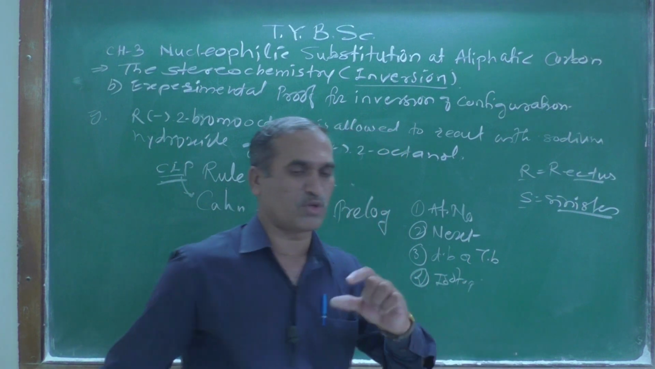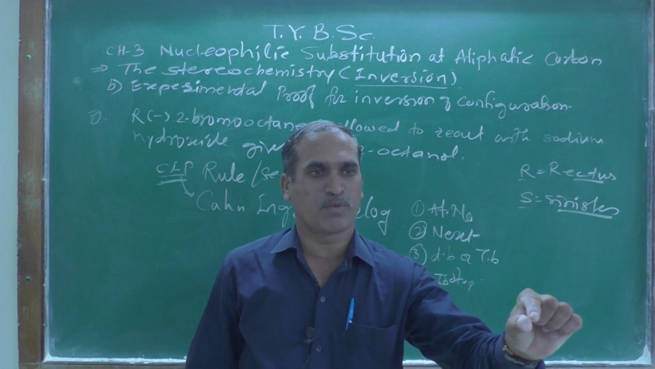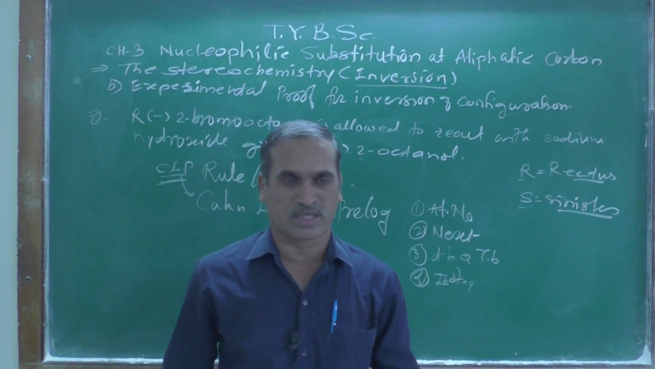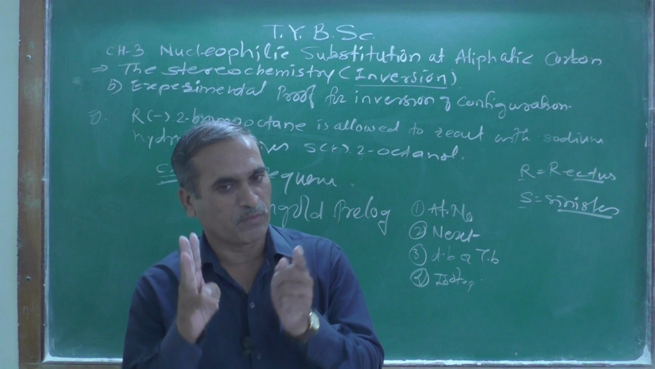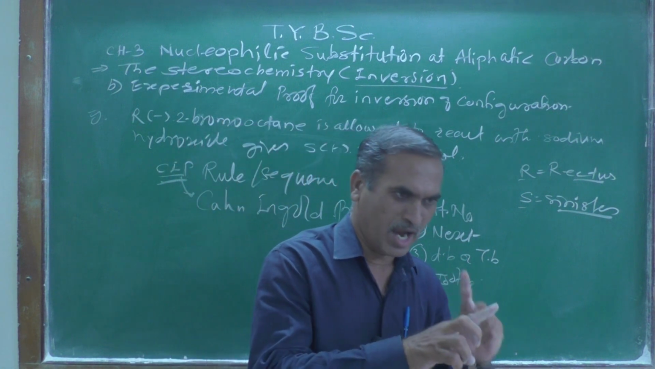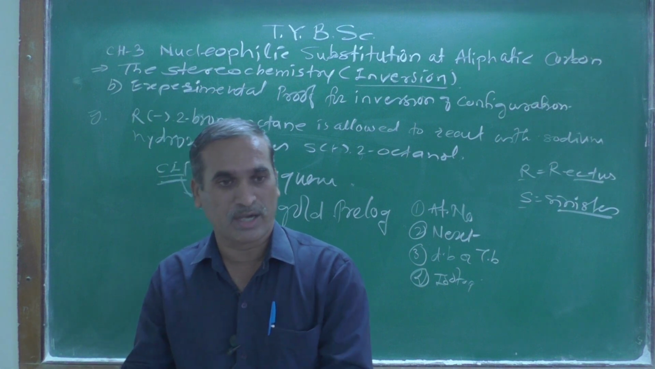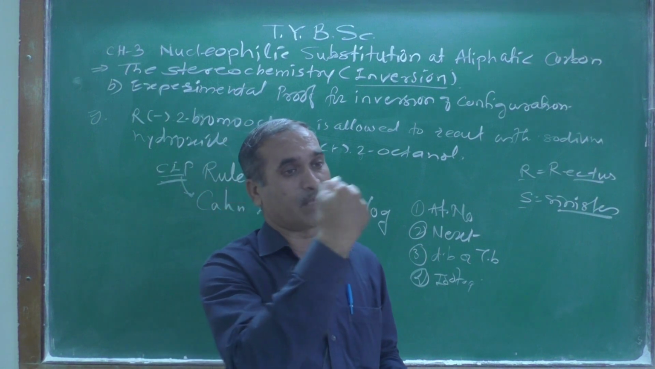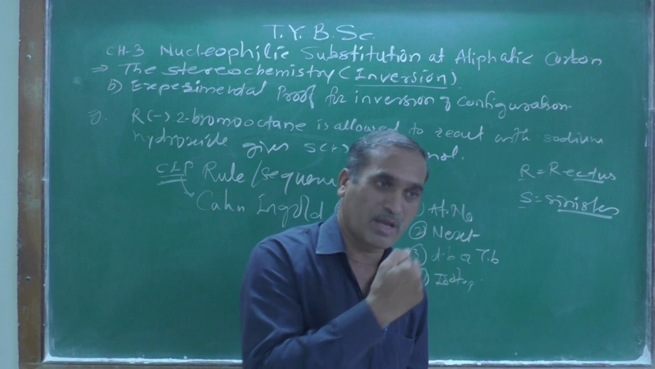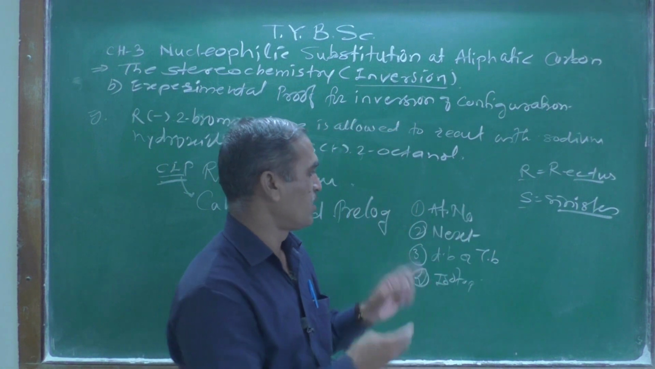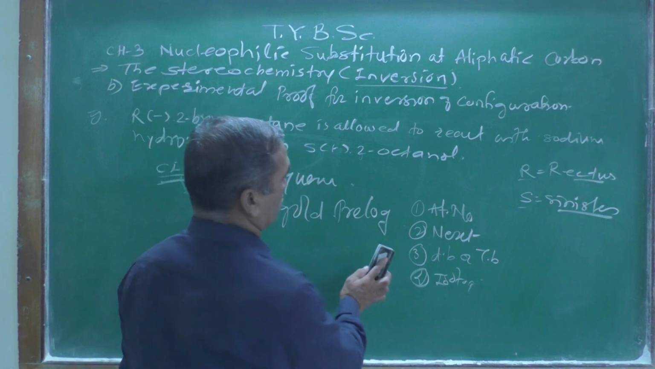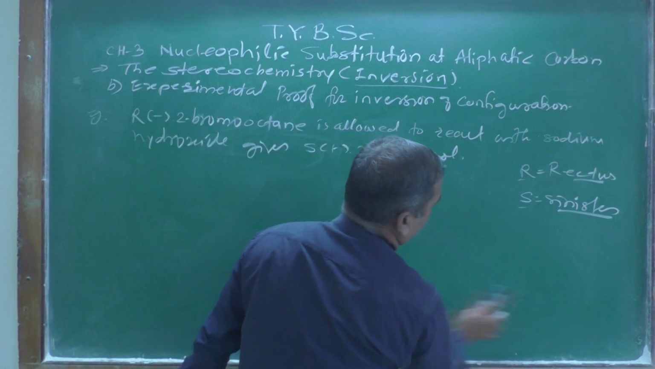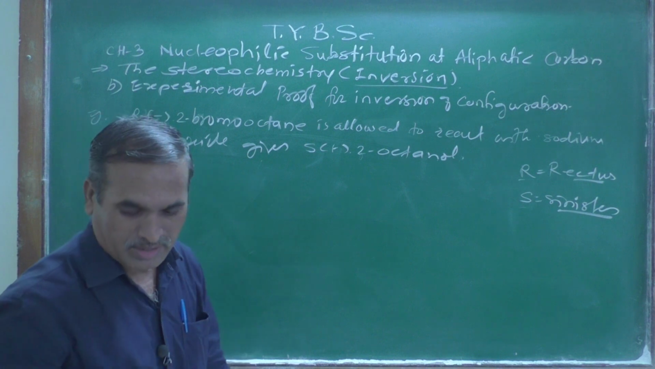And the fourth one is known as isotopes. As we know, isotopes are atoms having the same atomic number but different mass numbers. For example, hydrogen has three isotopes: first hydrogen, second deuterium, and third tritium. All have atomic number 1, but their mass numbers are: hydrogen 1, deuterium 2, and tritium 3. So this is the rule, and according to it we can assign the correct CIP configuration of this compound.